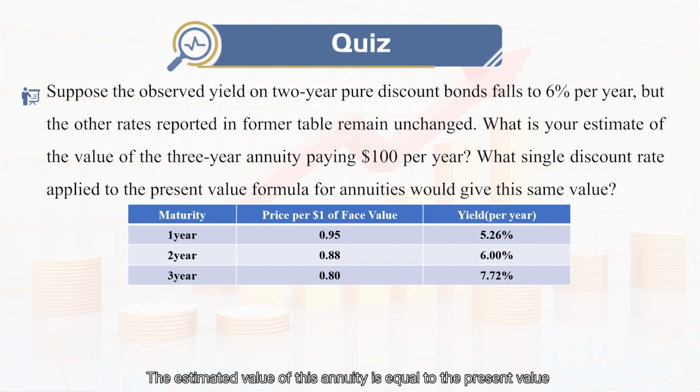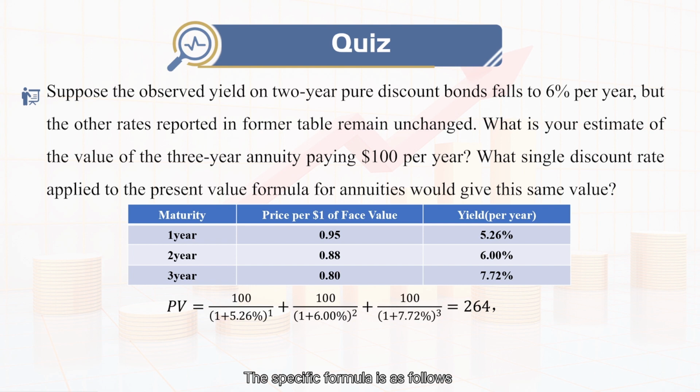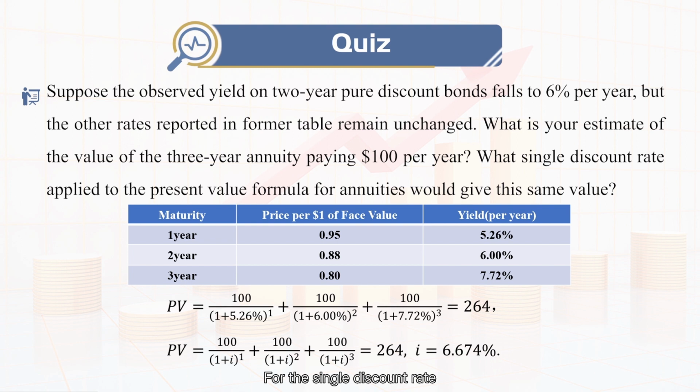The estimated value of this annuity is equal to the present value of an ordinary annuity with annual payment $100 discounted at the yield corresponding to its maturity. The specific formula is as follows, and the estimated value is obtained as $264. For the single discount rate, substitute the 3 yields in the above equation for parameter I, and solving this equation, the single discount rate is 6.674%.